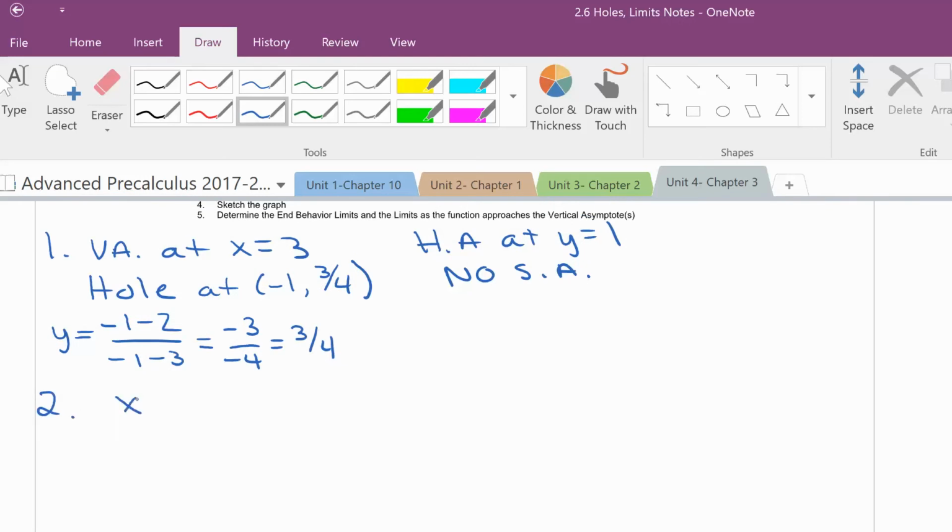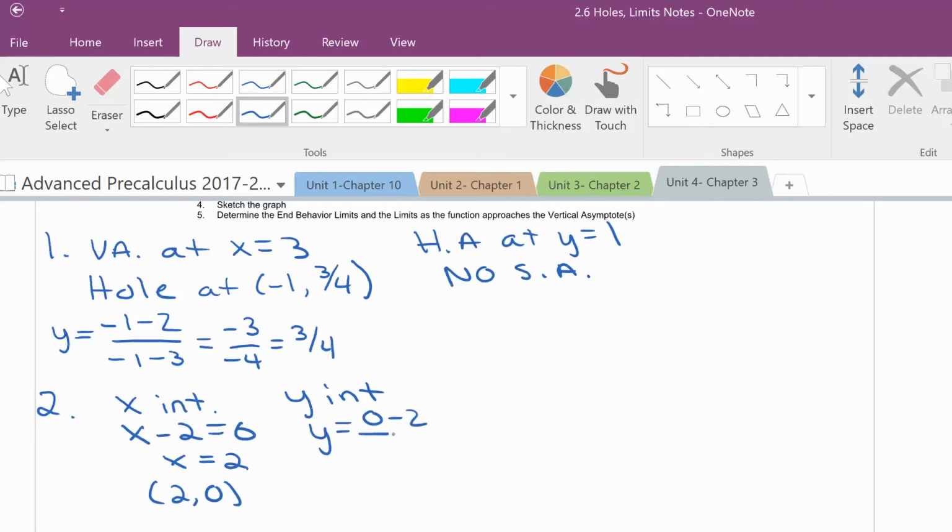Second part, the x-intercepts. That means you set the numerator equal to 0, so x minus 2 equals 0. So x equals 2, so the x-intercept is 2, 0. And the y-intercept, you put 0 in for x. So you get 0 and positive 2/3.